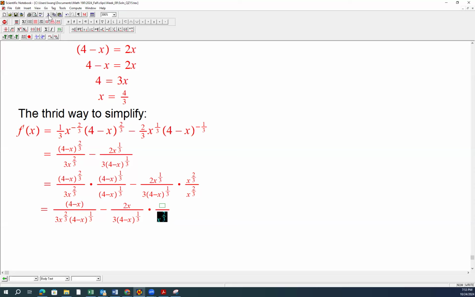Same denominator goes there, right? So we now got the same denominator. It's just a matter of keeping the same denominator and combining the numerator. I'm almost done. Okay. So this will give us 4 minus 3x.